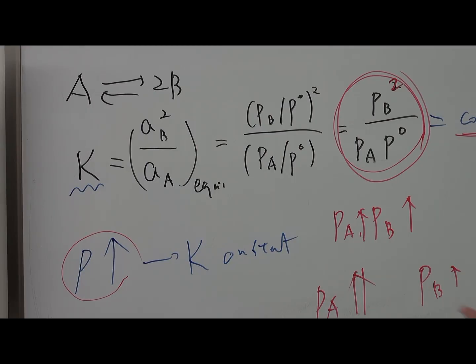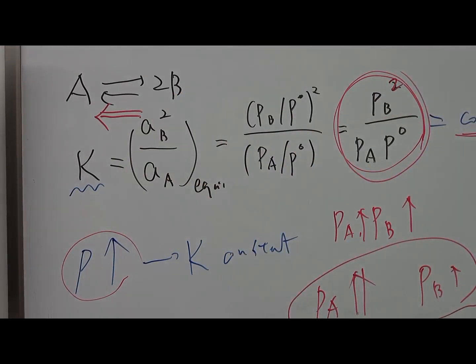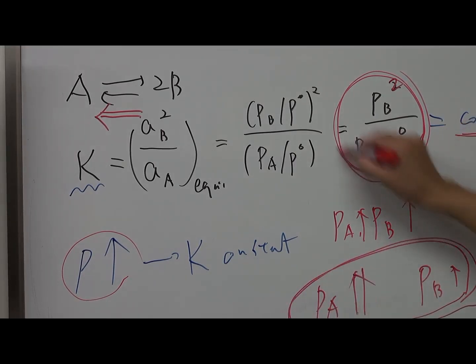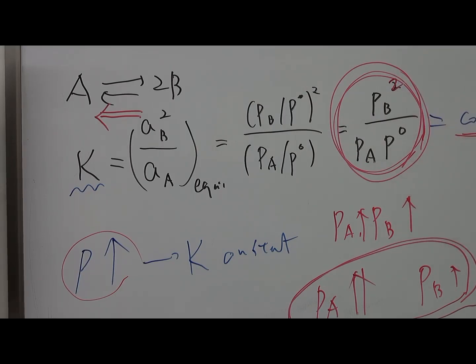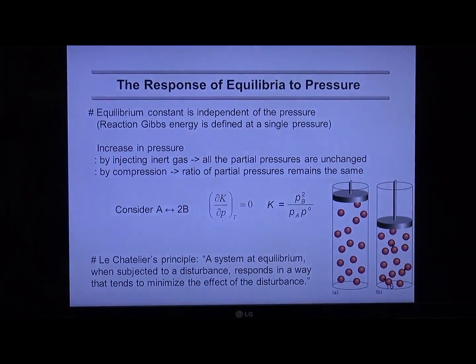To make this happen, to make this value constant, the reverse reaction should occur. The equilibrium should change in the reverse direction. This is an example of Le Chatelier's principle.